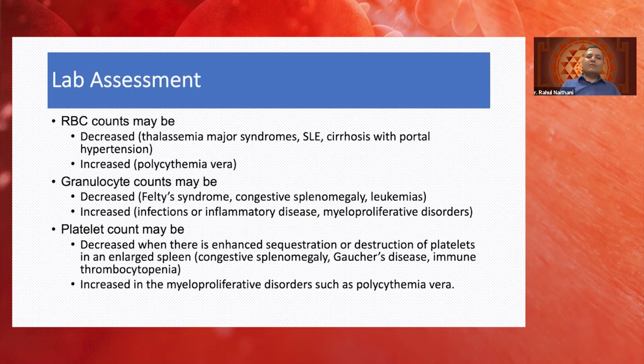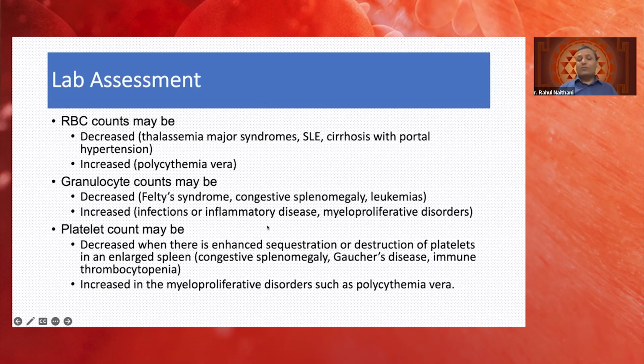Now, when we look at the lab assessment, the hemoglobin and the RBC counts may be decreased in a patient with splenomegaly who has thalassemia major syndrome, SLE, or cirrhosis with portal hypertension. The RBC count may be high in cases of polycythemia vera. The TLC or the granulocytes may be low in Felty's syndrome, congestive splenomegaly because of hypersplenism, and leukemia. However, the TLC and granulocytes may be increased in cases of infection.